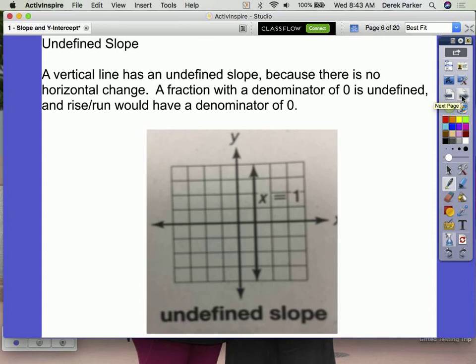An undefined slope. Now, this should look familiar. A vertical line test, when dealing with functions, means it's not a function. Well, guess what? When it is a vertical line dealing with slope, it's an undefined slope because there is no horizontal change. A fraction with a denominator of 0 is undefined because you can't divide by 0. And rise over run would have a denominator of 0. So that's undefined. It can't happen.